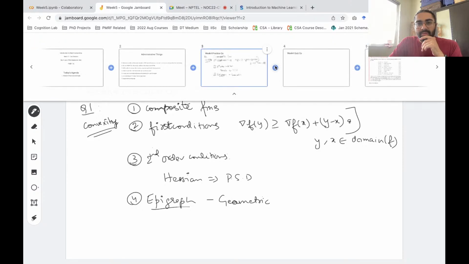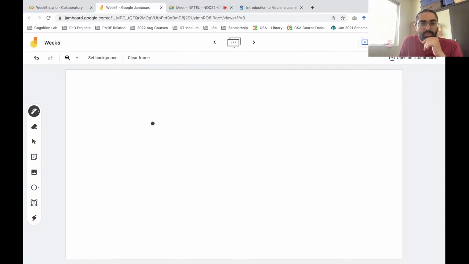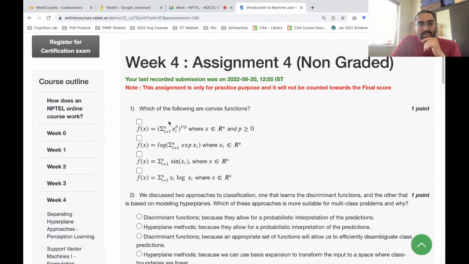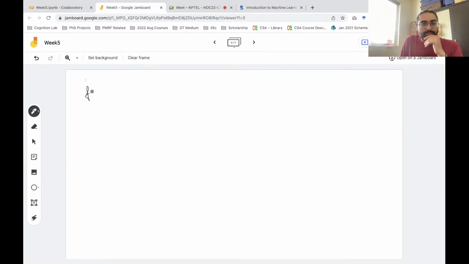Okay, so we'll do the second order conditions approach. The first question is a bit simpler in some sense. We have been given f of x equal to the sum over i equal to 1 to n of |x_i| to the power p, all to the power 1 by p, and given that p is greater than or equal to 0, and x is in R^n.